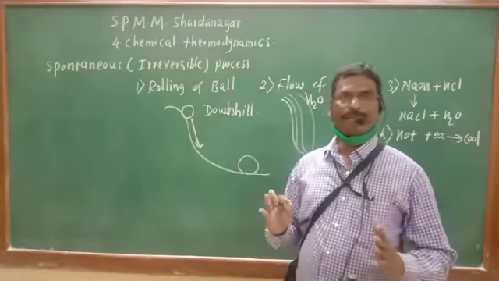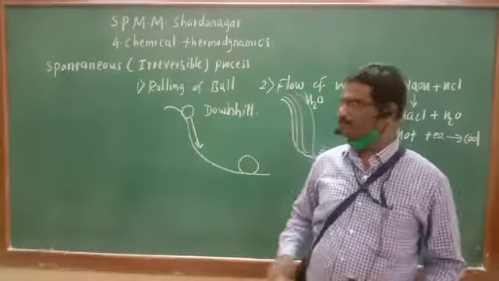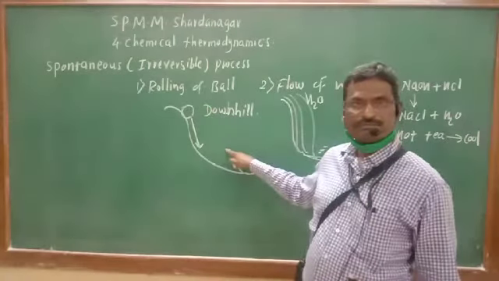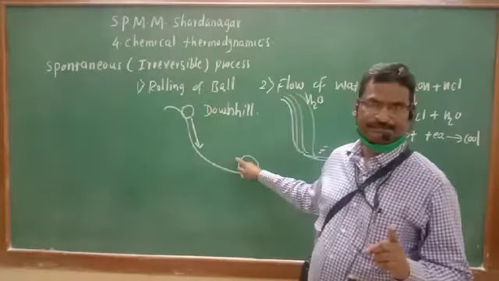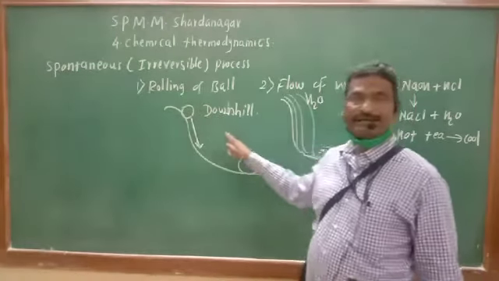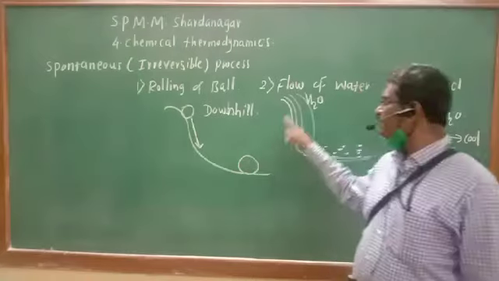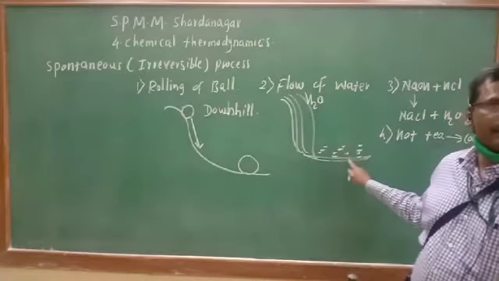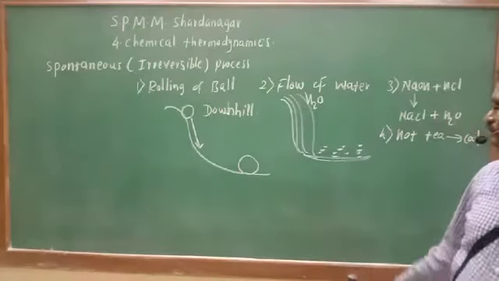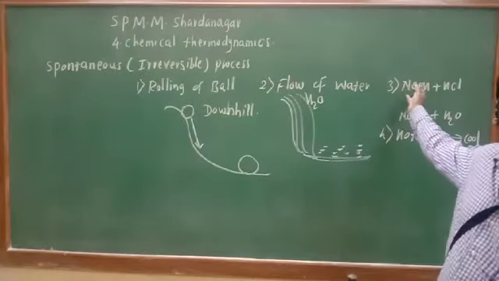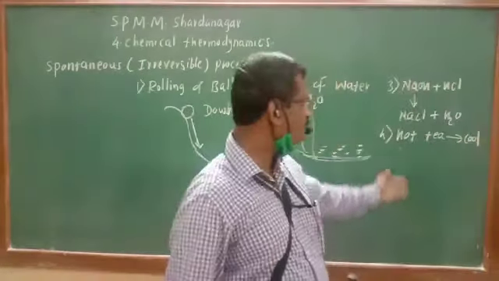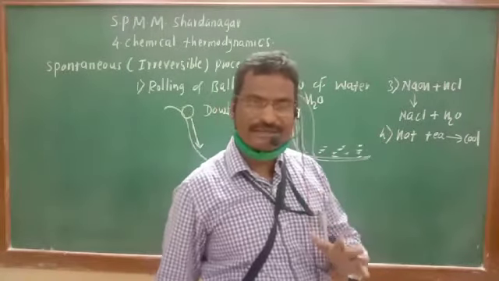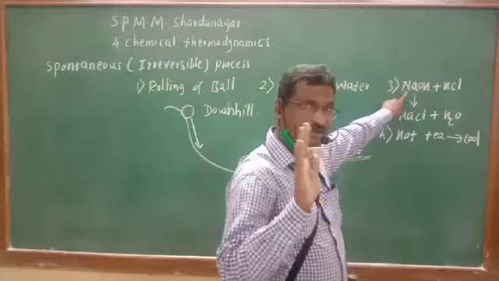Now see what happened during the spontaneous process. In this process, which is taking place in only one direction, energy decreases and the ball maintains the equilibrium position. Here also the energy of water decreases and water maintains the equilibrium position. Here also the energy of NaOH and HCl decreases, or in the last case, the energy of hot tea decreases after cooling. Here energy decreases.